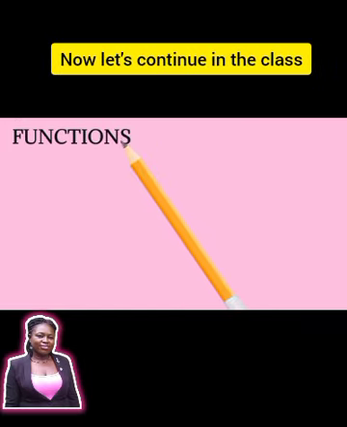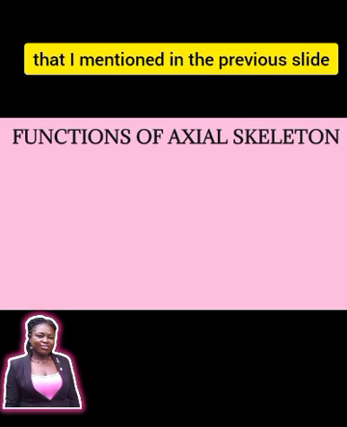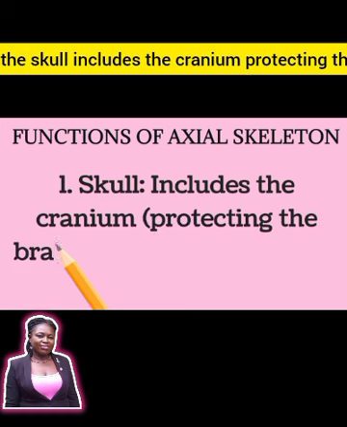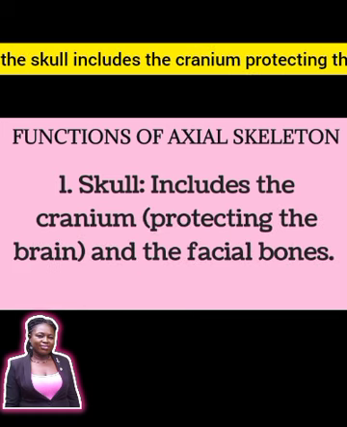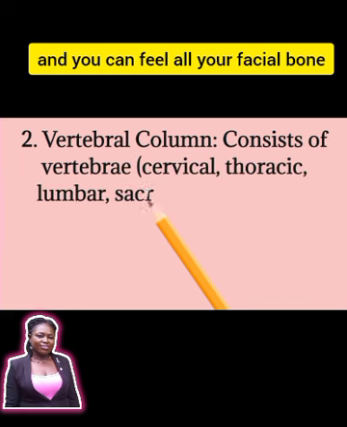Now let's continue in the class. Let's look at the functions of some of the axial skeleton that I mentioned in the previous slide. Now let's take them one after the other. The skull includes the cranium, protecting the brain, and the facial bone. As you're listening, just touch your face and you can feel all your facial bone.